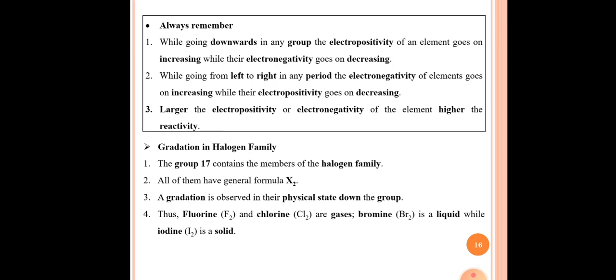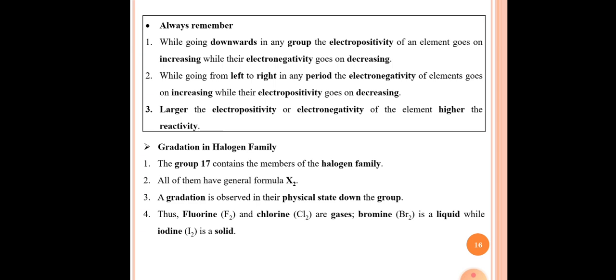As we go from left side to right side in a period, the electronegativity of the element goes on increasing while electropositivity of the elements goes on decreasing. The third point here is, larger the electropositivity or electronegativity of element, higher the reactivity. As electropositivity is more or electronegativity is more, then it indicates the higher reactivity of that element.